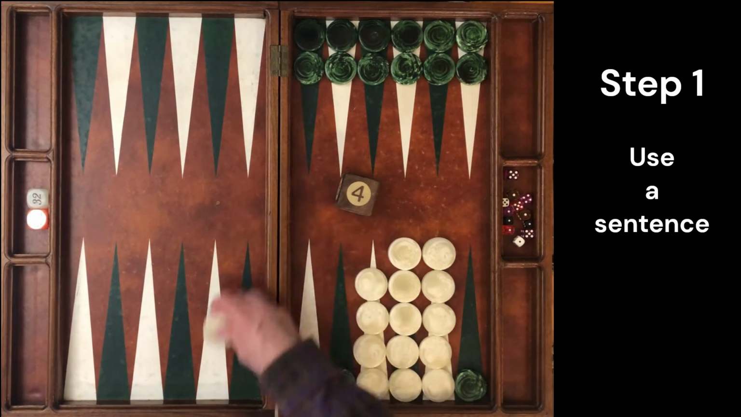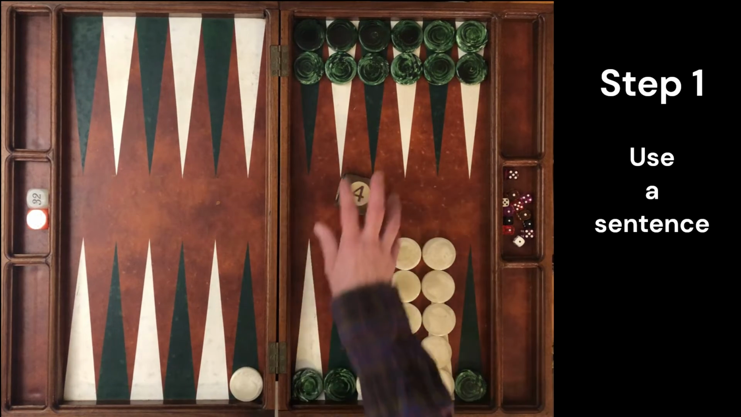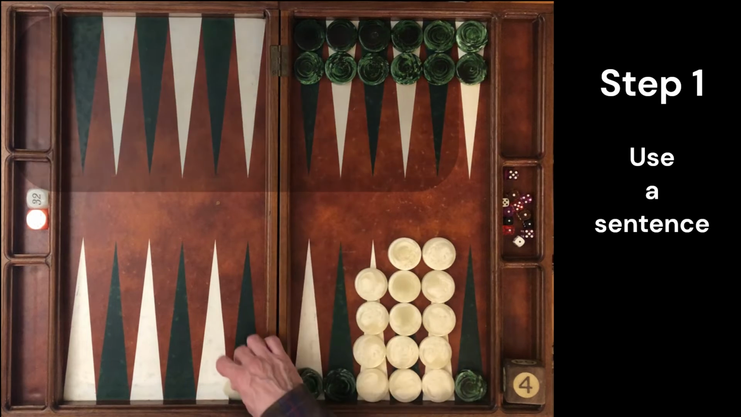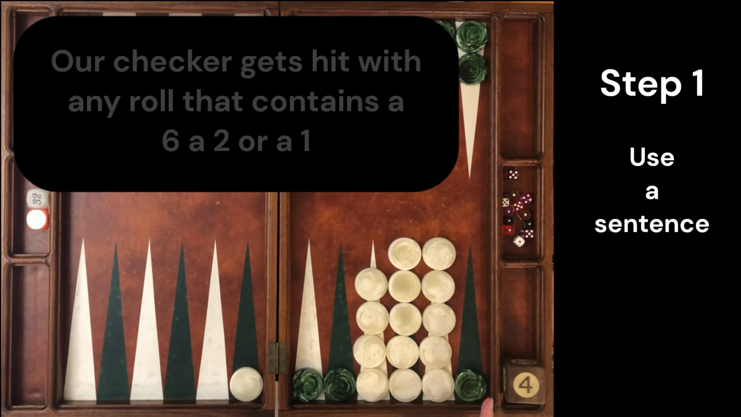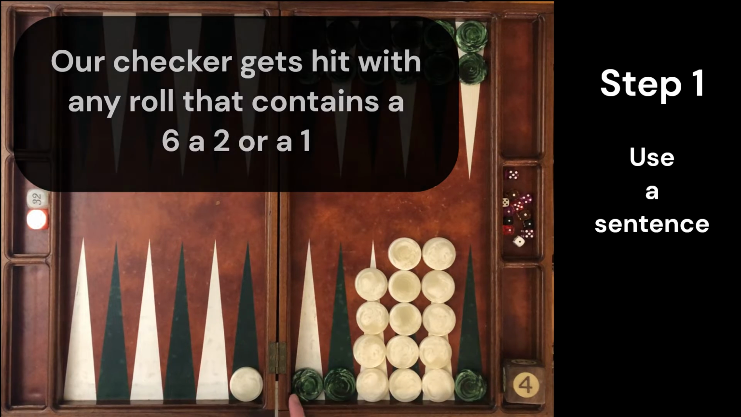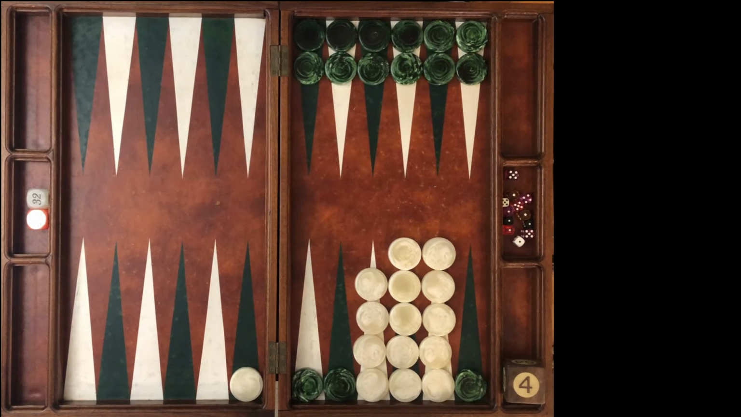Our checker gets hit and put on the bar. If we take, it's our opponent's turn. Our checker gets hit, put on the bar with any roll that contains a 6, a 2, or a 1. And that's our starting point.